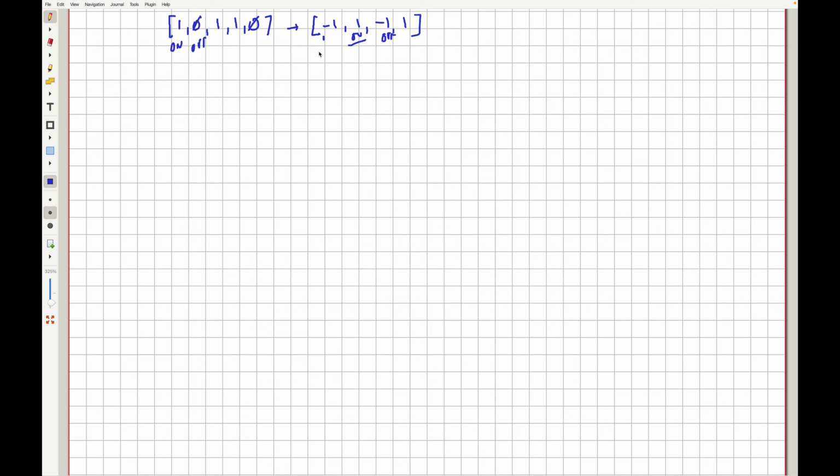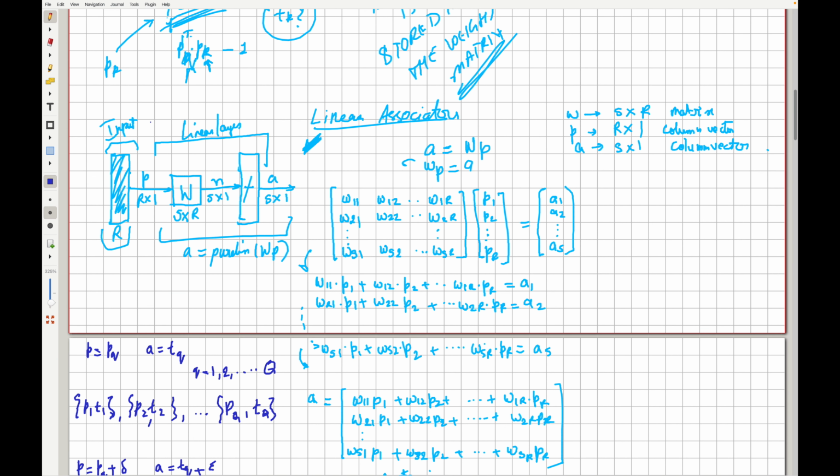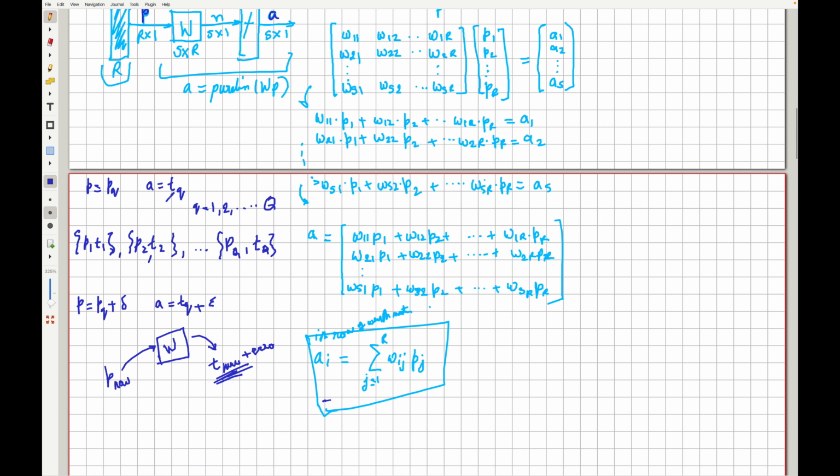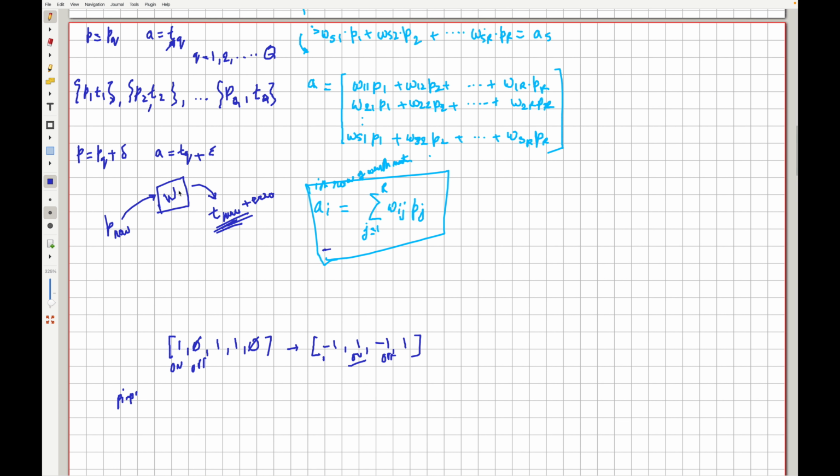So the goal of associative memory is simple. When it sees a pattern P, it should output a pattern T. So we say that the input, as we drew earlier in previous videos, is P and the output is A. But we have been saying that the output can also be written as T. So we'll use the letter T for the target.